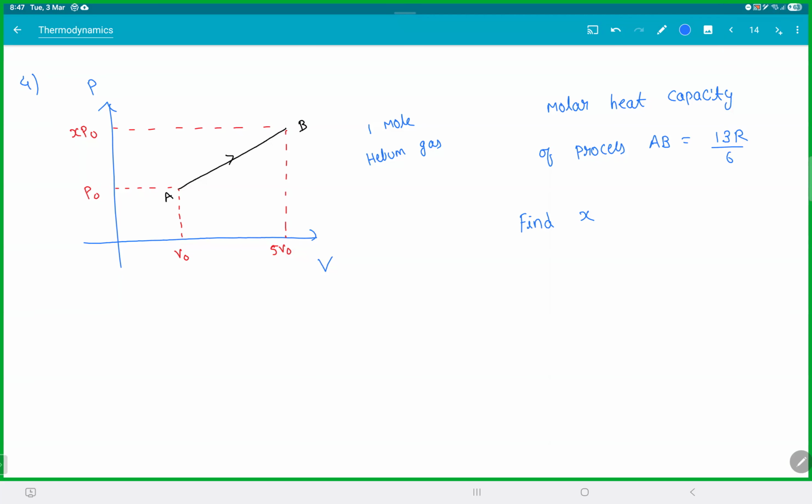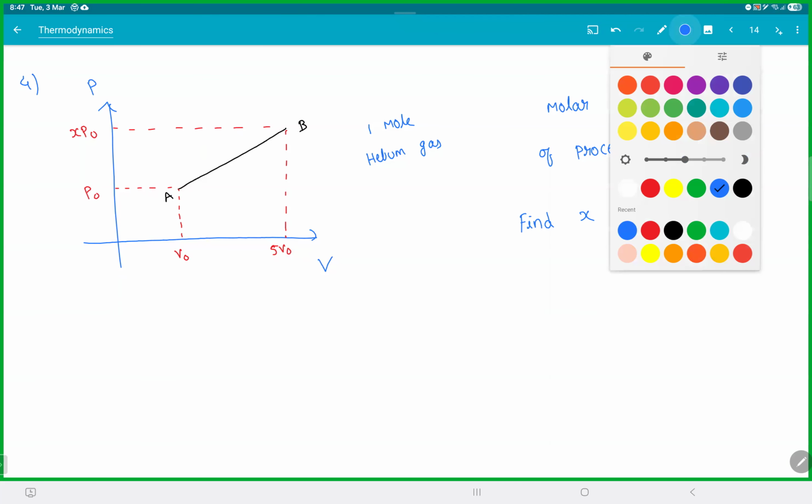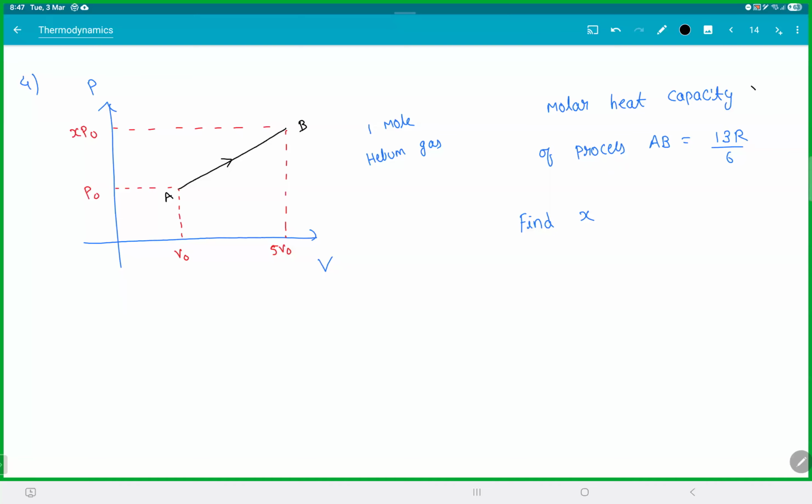Question is clear. We have a process A to B. This is not a cyclic process. It's a straight line. But there is no guarantee it is passing through origin. It will depend on the value of X. So using this data and the molar heat capacity 13R by 6, find X. This would be an integer question in advanced. Try, I'll give you 2 minutes.